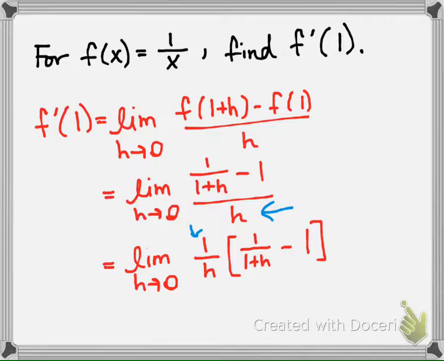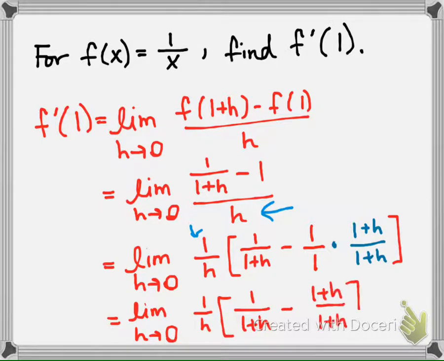Okay, so now what we want to do is deal with this piece, 1 over 1 plus h minus 1. And in order to do that, we need a common denominator. So we need to remember that 1 as a fraction is 1 over 1. Our common denominator is going to be 1 plus h. So we multiply 1 over 1 by 1 plus h over 1 plus h. And we get the limit as h goes to 0 of 1 over h times 1 over 1 plus h minus 1 plus h over 1 plus h.